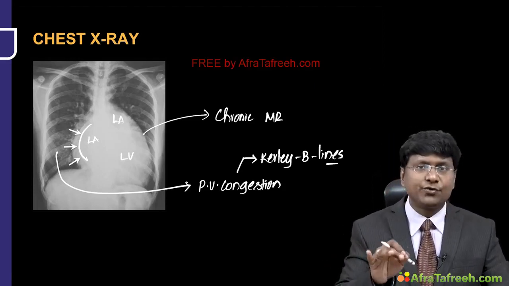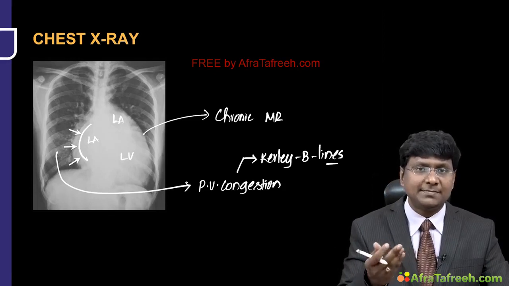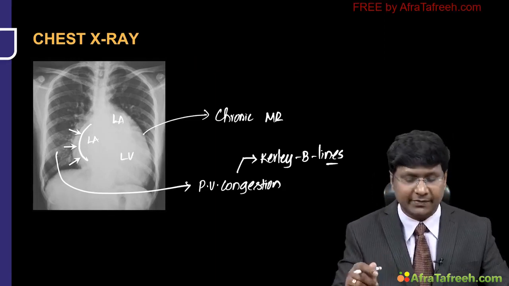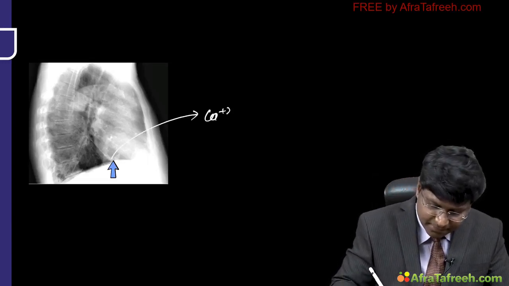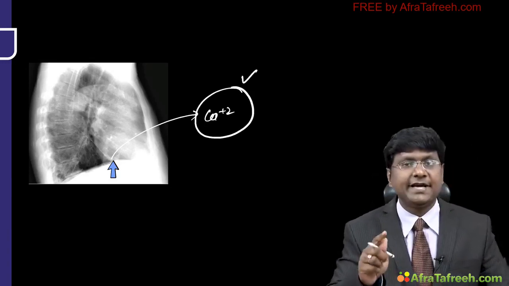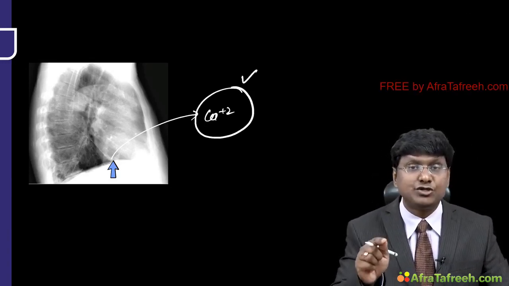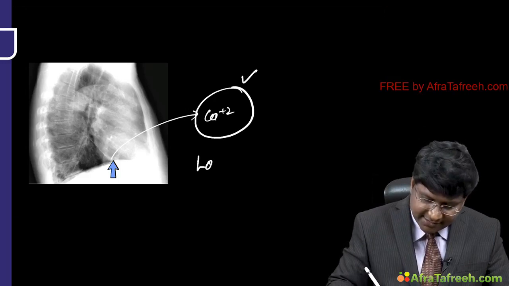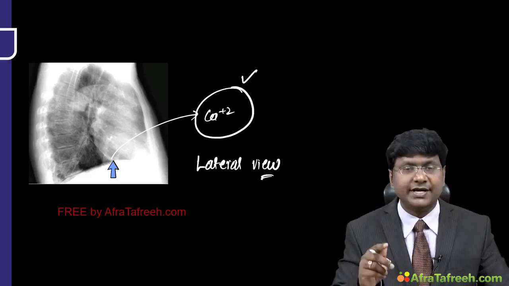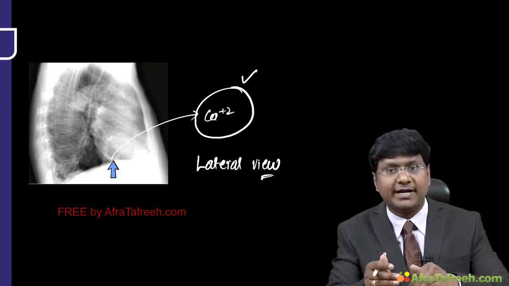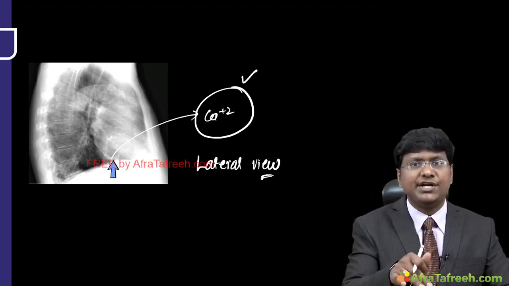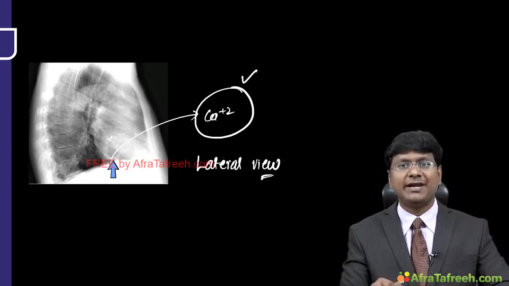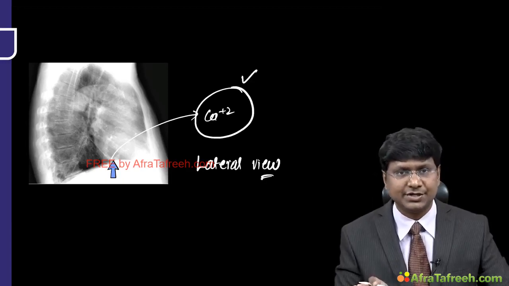And in long-standing rheumatic disease, you can observe even calcification of the mitral valve. This calcification of the mitral valve, you can visualize best in the lateral view of the chest X-ray. So in the lateral view, if there is calcification secondary to rheumatic disease, you will be able to make it out. And not only rheumatic, even radiation-induced thickening of the valve can also be made out in the lateral view of the chest X-ray.